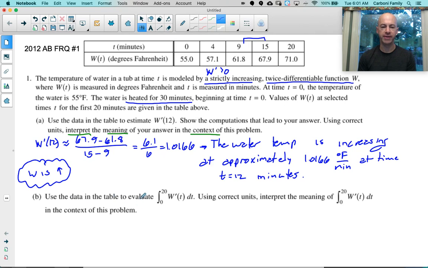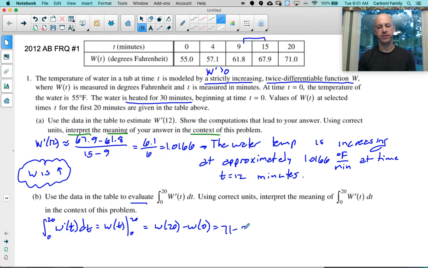Okay, use the data in the table to evaluate, not approximate. So if we're going to evaluate a definite integral, you find the antiderivative, and you evaluate it. So the antiderivative of W prime would be W from 0 to 20, and that would be W of 20 minus W of 0. W of 20 is 71, W of 0 is 55, and that would give you an answer of 16 degrees Fahrenheit. We subtracted temperature in the end. We did 71 minus 55, and those are degrees Fahrenheit. So 71 minus 55 is 16. For some reason, I'm doubting my math there.